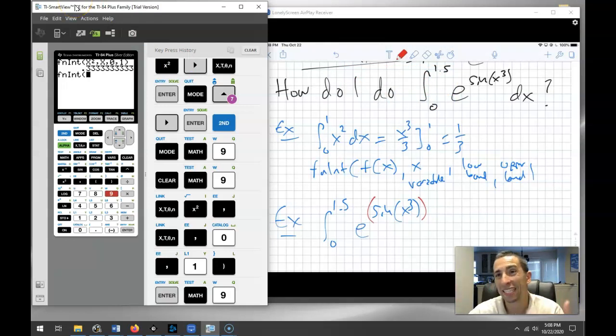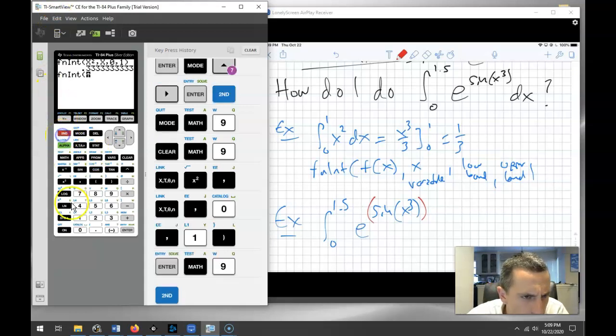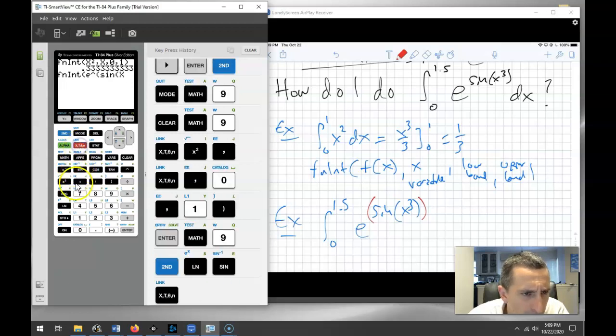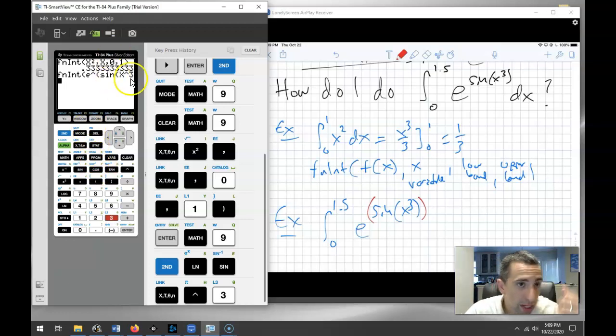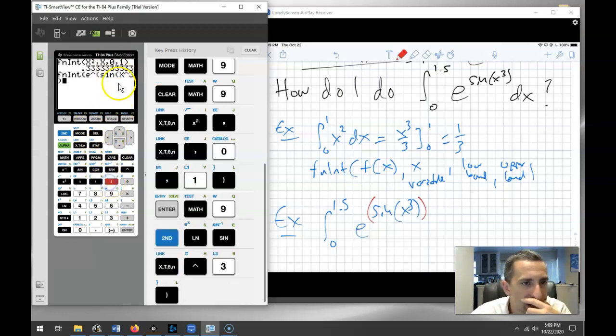If you get some kind of syntax error, usually it's because you have parentheses in the wrong places, or you have too many parentheses at the end, or not enough. So if it gives you an error, let me give you an example. If you do e to the power of sine of x to the 3rd power, you need one parenthesis to close the x cubed, and one parenthesis to close the exponent.